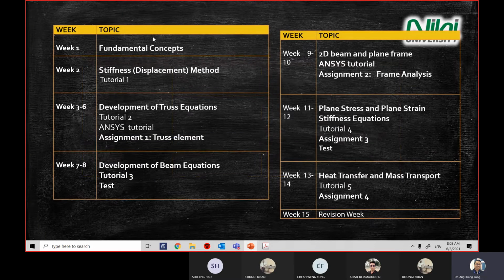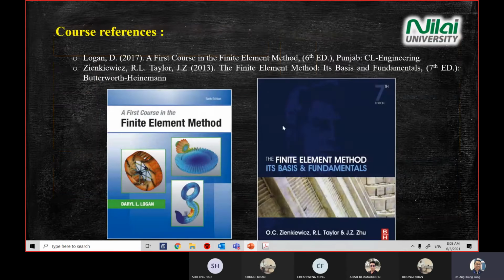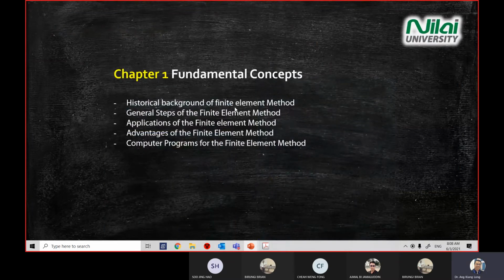Okay, so these are the topics that we will cover from week 1 to week 14. So today we're going to look at fundamental concepts, chapter 1. We will use these 2 textbooks, all right? And okay, what we're going to look at today will be 5 points. Most of it is just introduction steps.